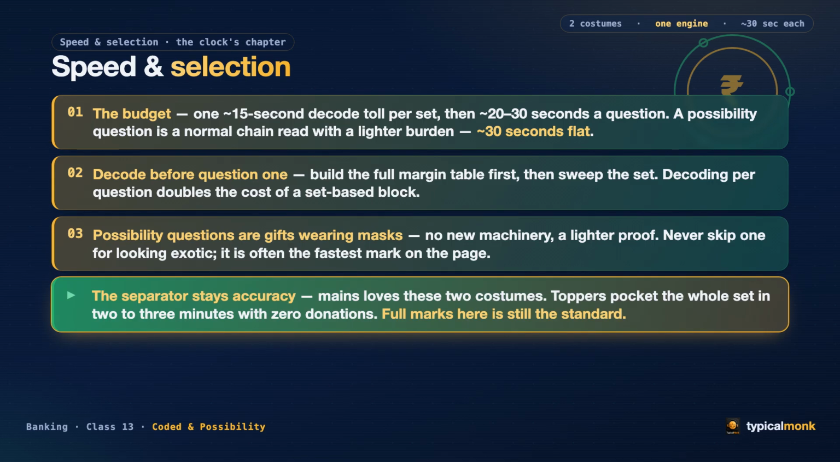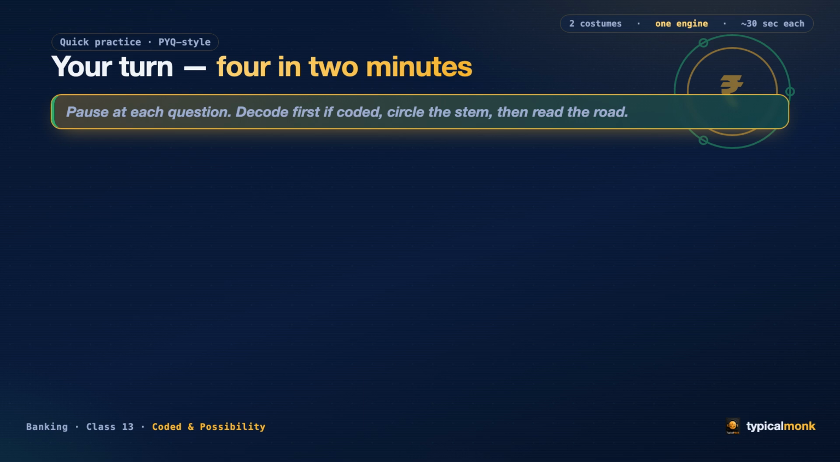And the master rule: the separator is still accuracy. The Mains loves both of these costumes. Toppers pocket the whole set in 2 to 3 minutes with 0 donations. Full marks here is still the standard. Now your turn, 4 Pike-style questions, a 2-minute target. Pause at each question, decode first if it is coded, circle the stem, then read the road.